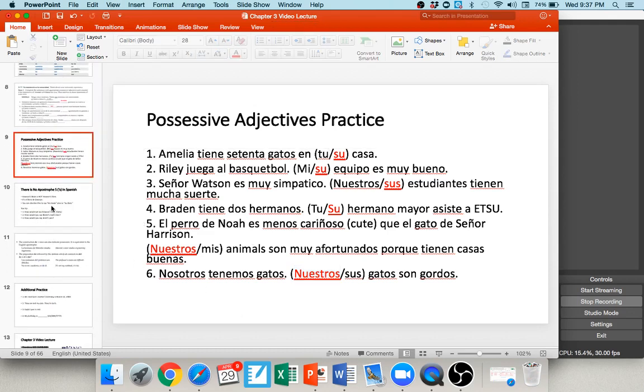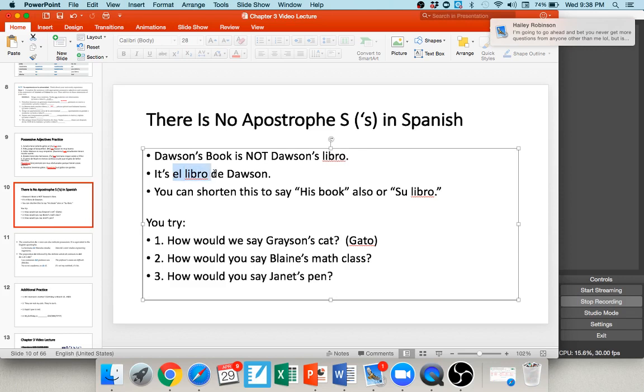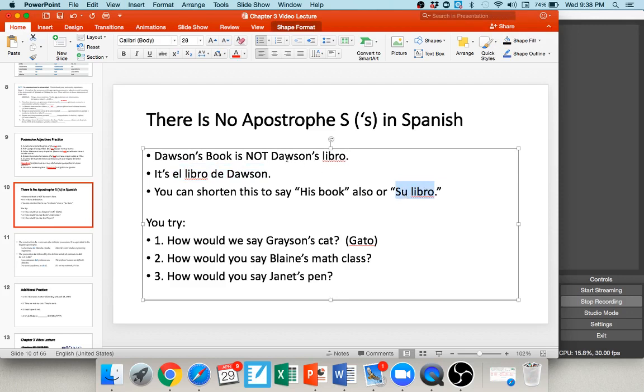Okay, hopefully you're feeling okay so far. One more thing that I want to bring up here is, and this always confuses people, especially when you're writing your journals, that there's no apostrophe S in Spanish. So I can never say it's Dawson's libro. In Spanish, we say the book of Dawson or his book. You could also shorten it. So you have multiple options here. We know that a book is a libro in Spanish. So to say the book of Dawson, we will say el libro de Dawson, the book of Dawson, or you could say his book, su libro. What you cannot do is say Dawson's libro. That is a no, bad news bears. We don't do that. El libro de Dawson or su libro.